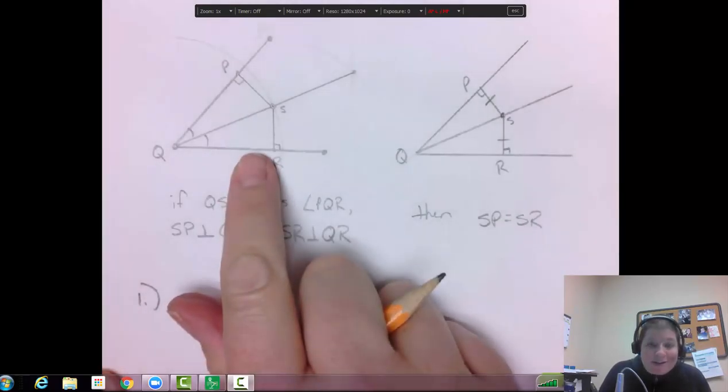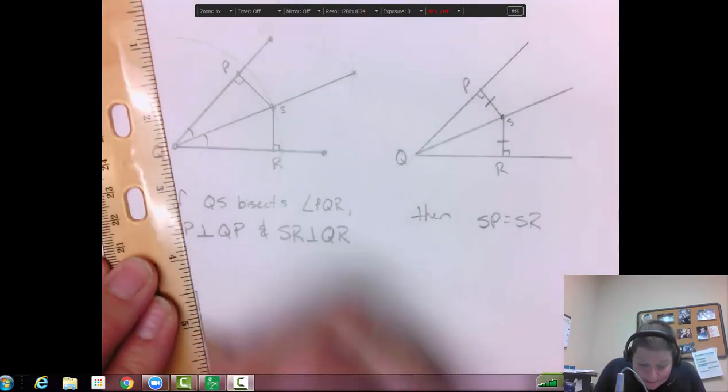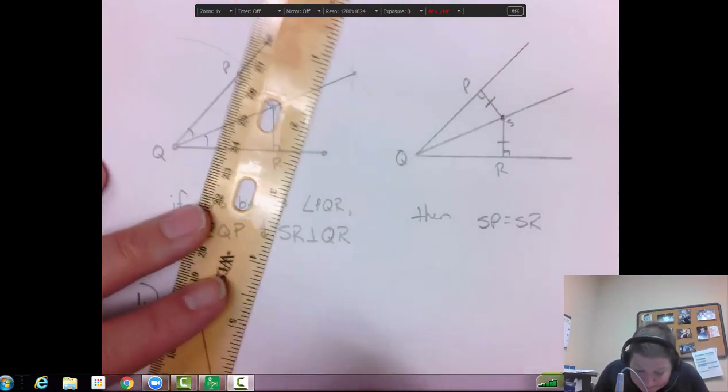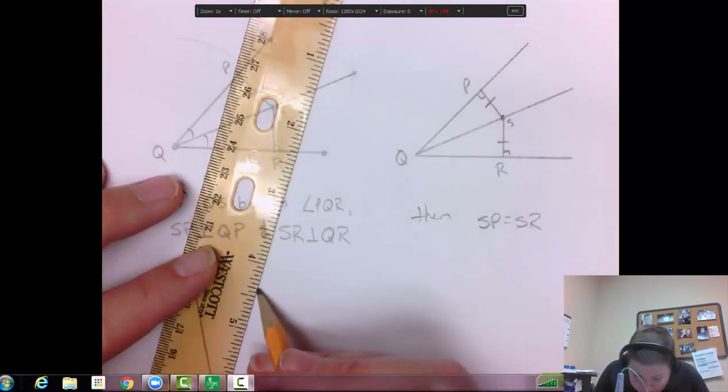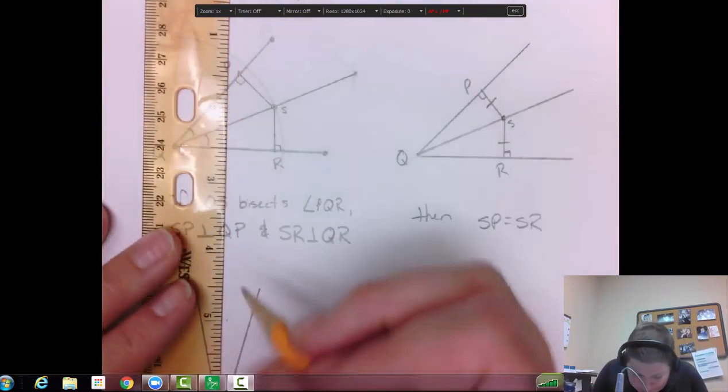First of all, we had to remember how to draw it and do the perpendicular bisector. The next thing we're going to do is answer some questions with it.